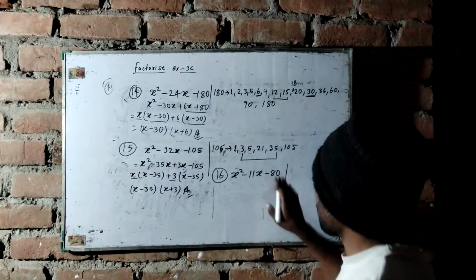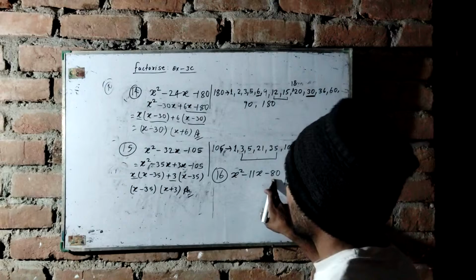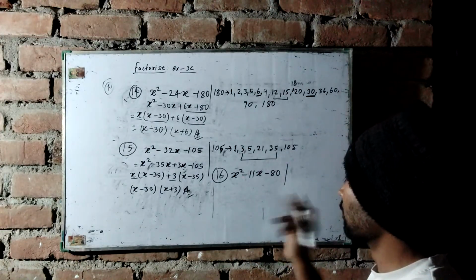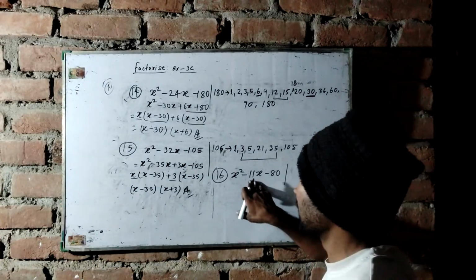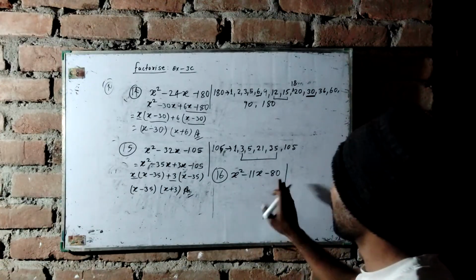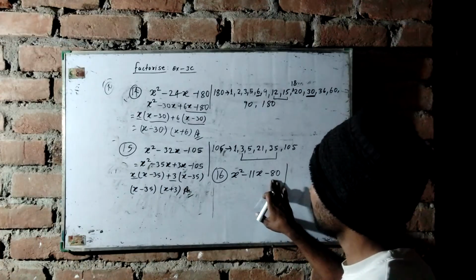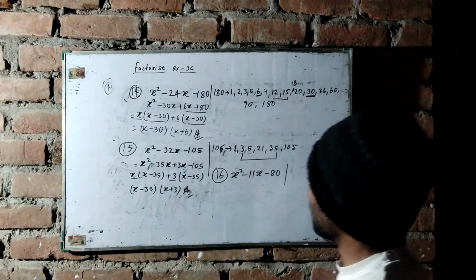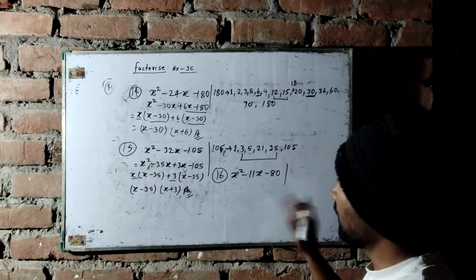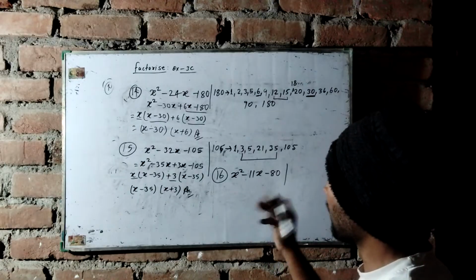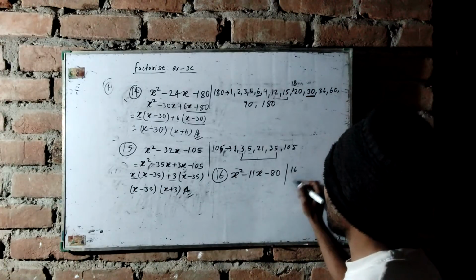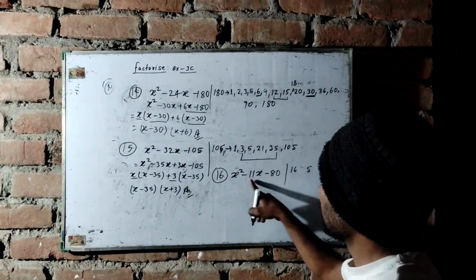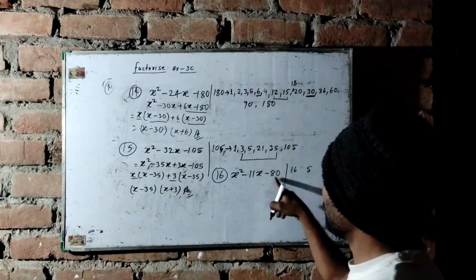First of all, we have to write all factors of 80, or we have to find two numbers whose sum or difference will be minus 11 and their product will be minus 80. So choose two numbers. Now we can find them: 16 and 5, whose difference will be 11 and their product will be 80.